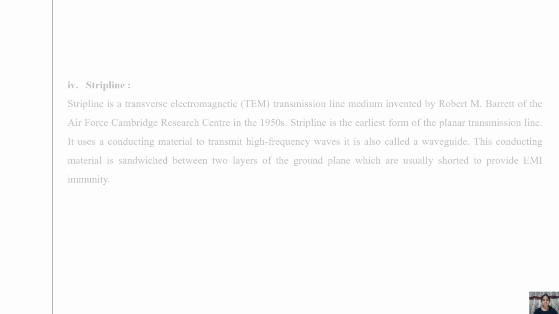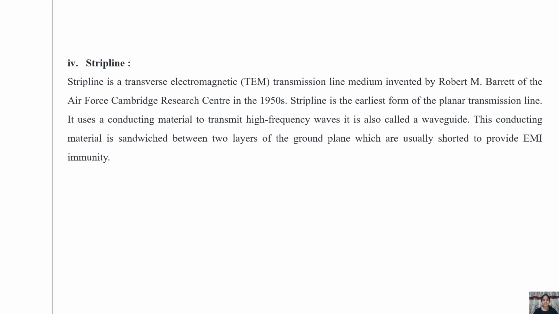The next one is stripline. Stripline is a transverse electromagnetic transmission line medium invented by Robert M. Barrett of the Air Force Cambridge Research Center in the 1950s. Stripline is the earliest form of planar transmission line. It uses a conducting material to transmit high frequency waves. It is called a waveguide. This conducting material is sandwiched between two layers of the ground plane, which is usually shorted to provide EMI immunity.